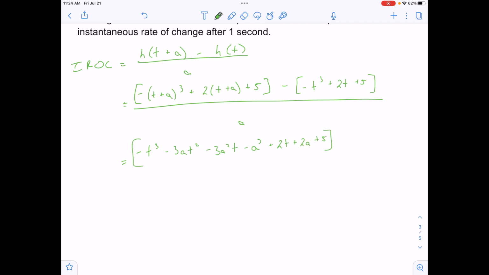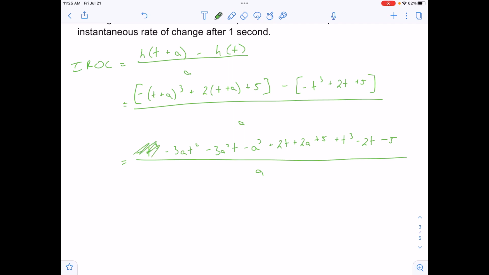Whew. Take away all that stuff: -t^3 + 2t + 5. I actually don't need these brackets, and I'm going to expand this appropriately. Subtracting a negative will be like adding: +t^3 - 2t - 5, divided by a. Things get messy. Okay, what can we simplify here?